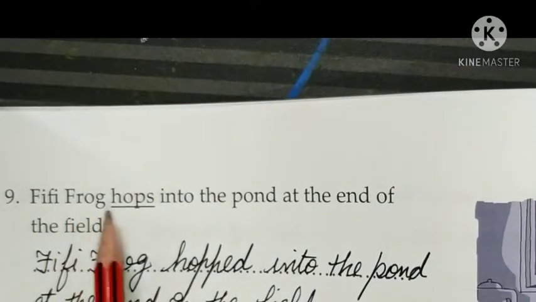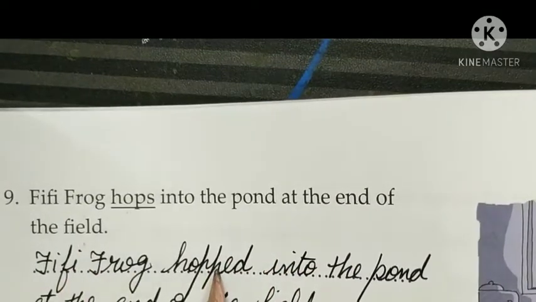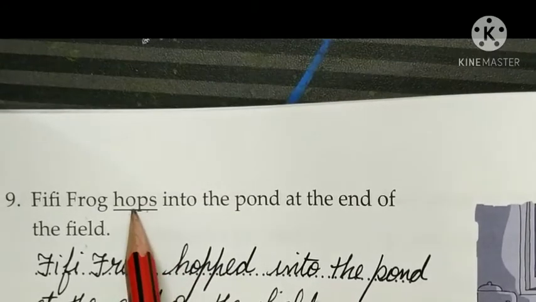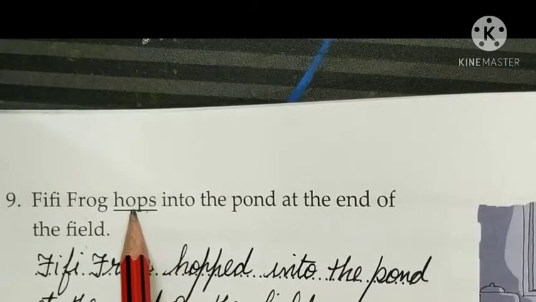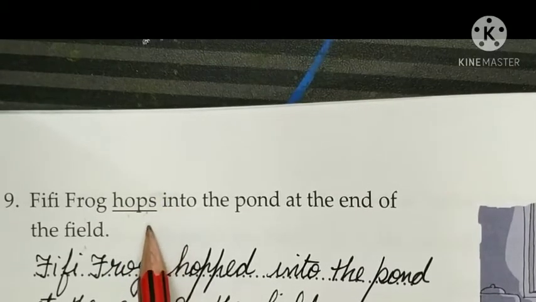Fifi Frog hops into the pond at the end of the field. Fifi Frog hopped into the pond at the end of the field. Now see here, before P, O is there. Vowel is there. That means you will double the last letter. S is there. S is not the last letter.